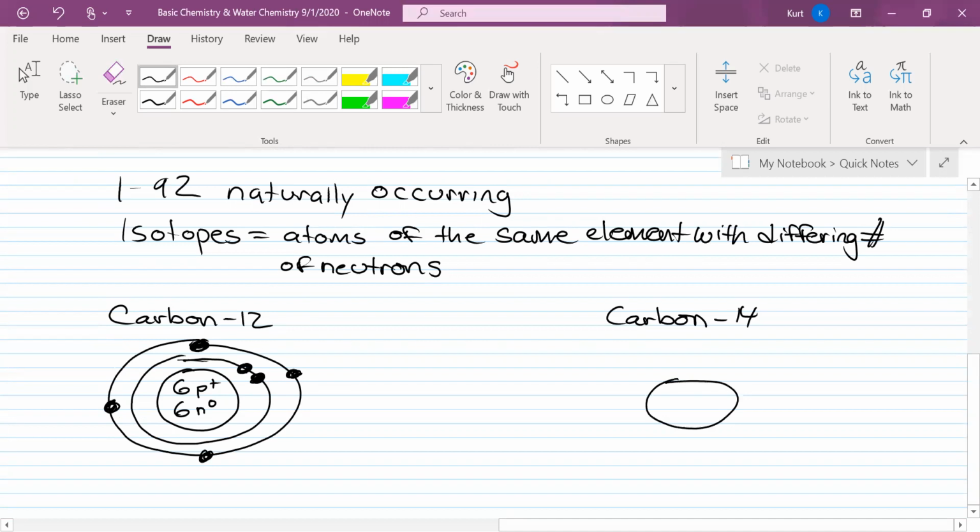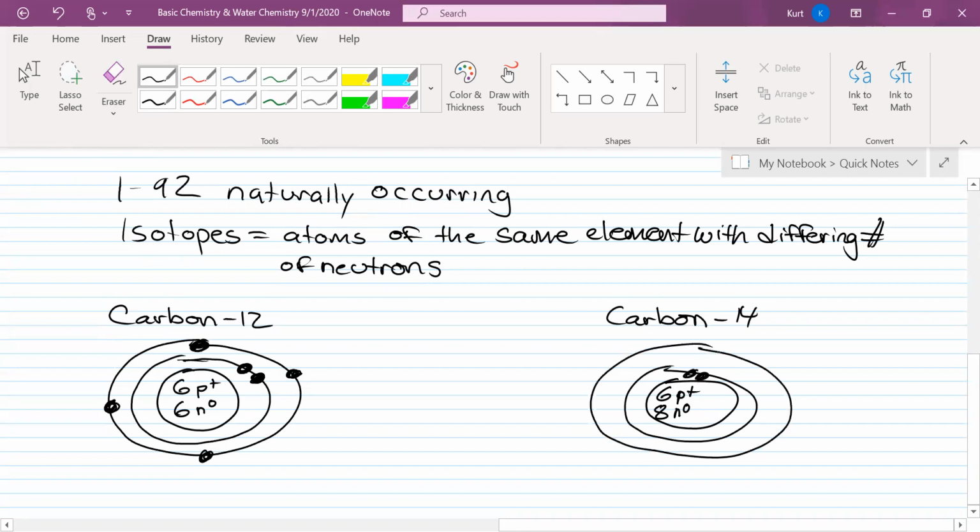Carbon-14 is going to have 6 protons and 8 neutrons. 6 plus 8 is 14. The proton number doesn't change. The neutron number can change. And then when it comes to isotopes, the electron number doesn't change, only the neutrons.